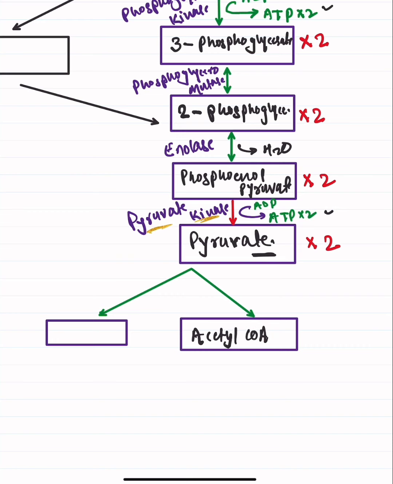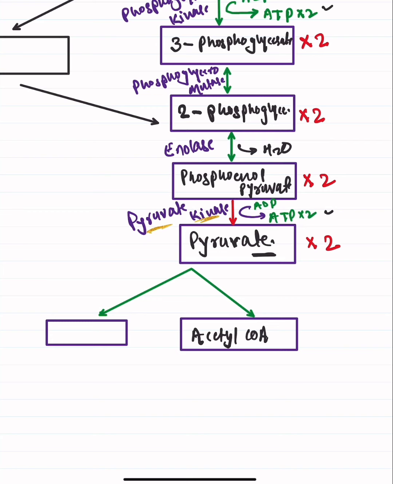Acetyl-CoA. And in the mitochondria, acetyl-CoA will go in further reactions. The thing is that if there is presence of mitochondria, and with that there should be availability of oxygen, only in that condition pyruvate will move inside the mitochondria and change into acetyl-CoA, and further reactions will occur.